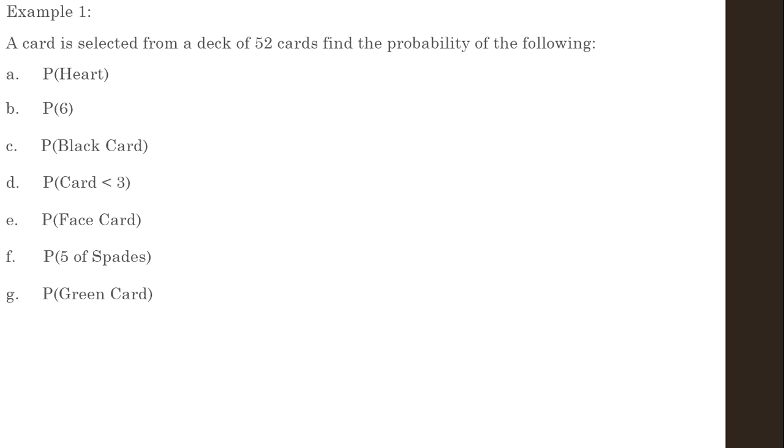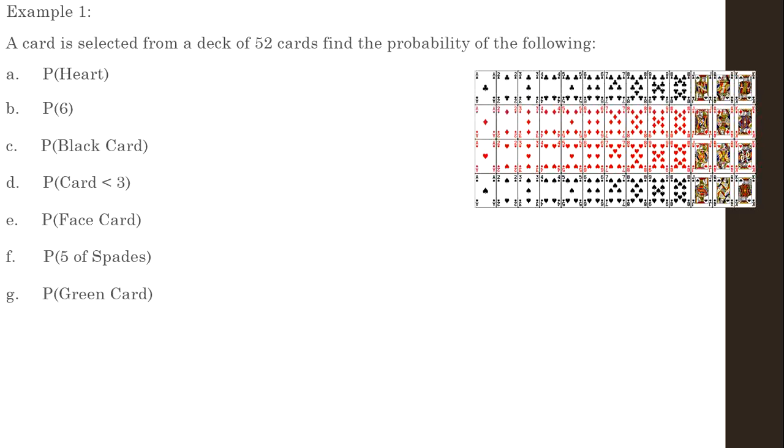So a card is selected from a deck of 52 cards, so a regular deck of playing cards. Find the probability of the following. So if you don't know what is in a regular deck of playing cards, there's 4 suits. This suit is clubs, this suit is diamonds, this suit is hearts, and then like an upside down heart is spades. Each suit has 13 cards all the way from ace to 10, and then jack, queen, king. So if we take 13 times 4, the total number of cards is 52, which was listed here.